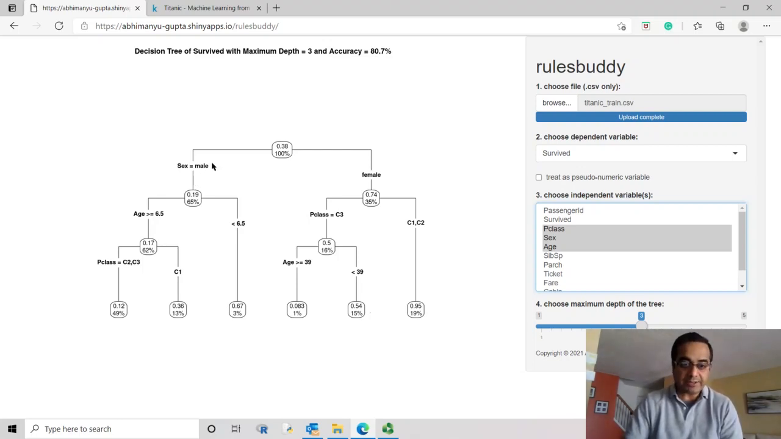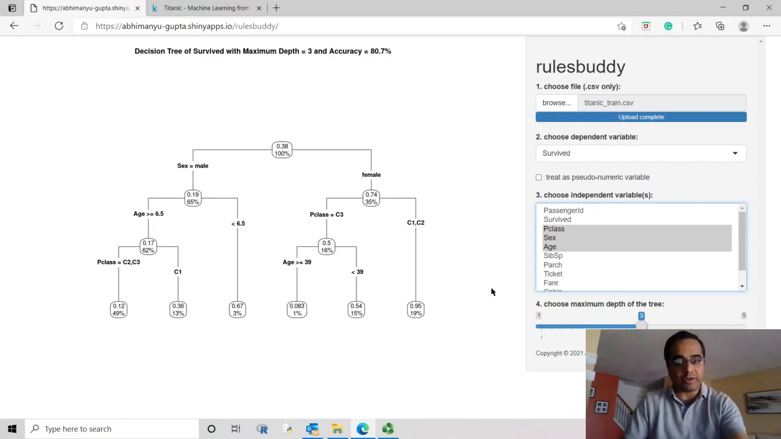Similarly, for males, this is very interesting. Age is more than 6.5 and less than 6.5. That means this is the kid. If it was a male kid, then the probability of survival was 67%. However, if it was an adult male, then the classes mattered. If it was C1, the probability of survival was 36%. If it was C2 or C3, it was only 12%.